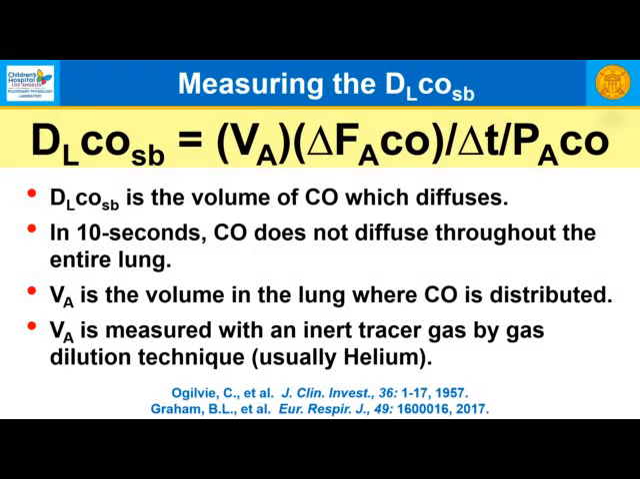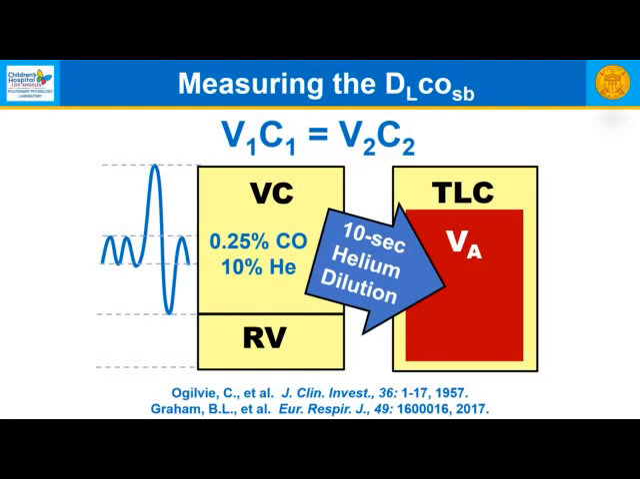The DLCO measured depends on the volume in which CO diffuses. In fact, that's this alveolar volume. In 10 seconds, CO does not diffuse throughout the entire lung. So VA, alveolar volume, is the volume of the lung where CO is distributed, and it's measured with an inert gas by gas dilution technique, usually helium. So now this is a 10-second helium dilution. Again, we've inspired a vital capacity of this concentration over 10 seconds. This has diluted over some volume, but it's not going to be the complete total lung capacity. You can't get all this gas going everywhere in 10 seconds.